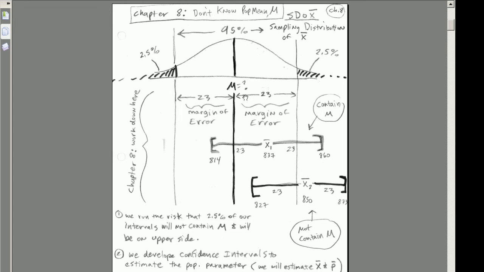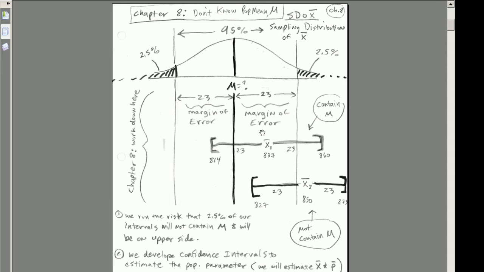Well, then we go out and we take a sample. We add a margin of error to either side to get what's called a confidence interval. And at 95%, we say we're 95% sure that the population mu lies in our interval.